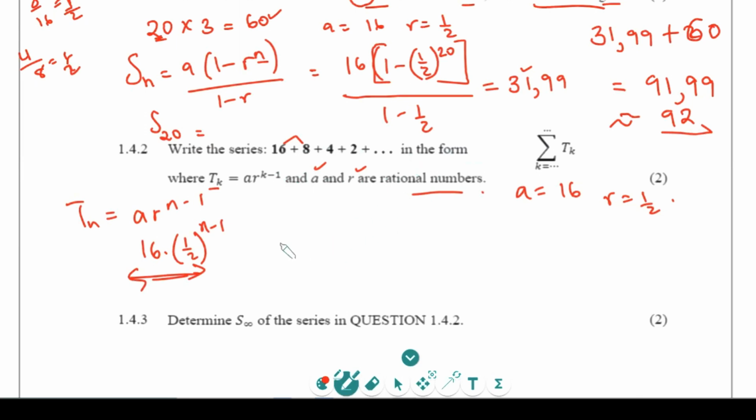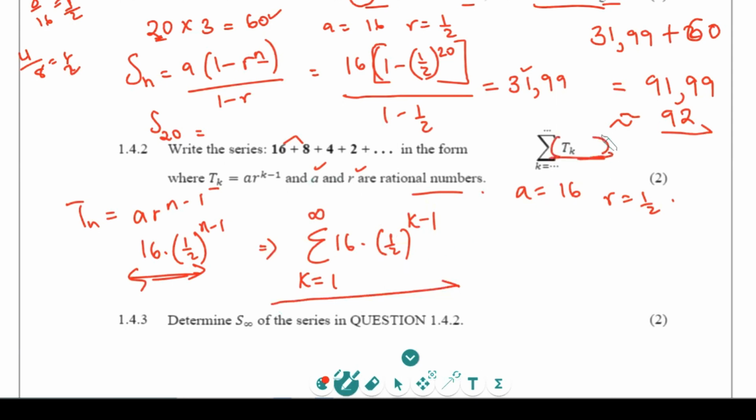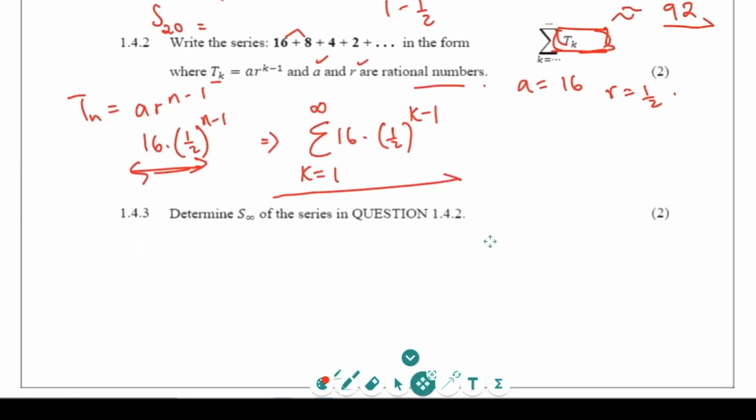Okay, so when numbers are converging, we shall start from k being 1 up to k being infinity, because we don't know where this ends. Then we insert our 16 times a half to the exponent of k minus 1. Instead of n, we're using k. So this becomes the sigma notation. Usually whatever we feed inside the sigma notation is the formula or the nth term of the particular sequence or series.